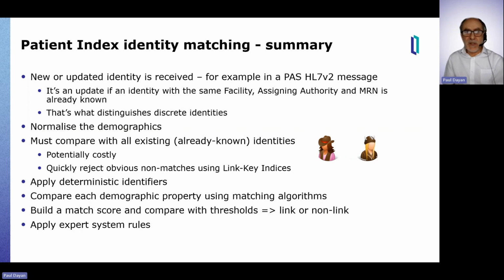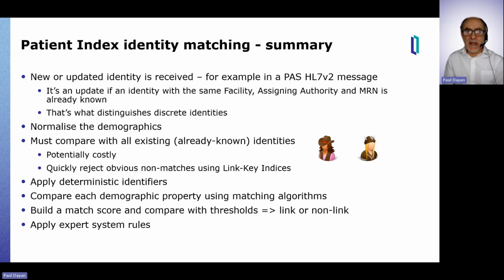For example, perhaps the patient's address has changed. Otherwise, it's a new identity and patient index adds it to the list of known identities. Either way, patient index must compare the new or updated identity to all the other known identities. Even if it's an update to an existing identity, the change may cause the identity to match an identity it didn't match before, or vice versa.